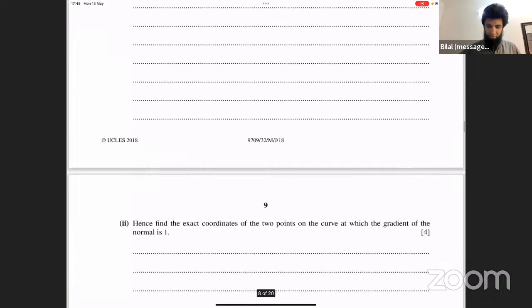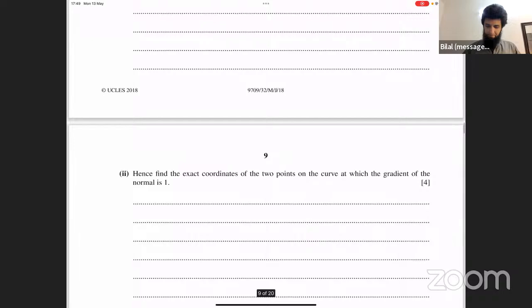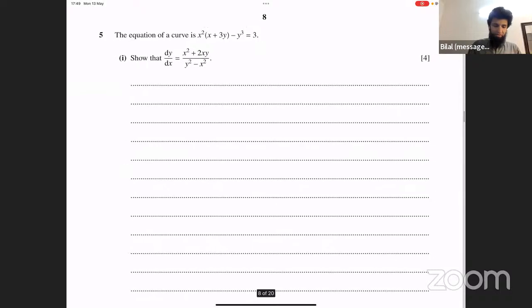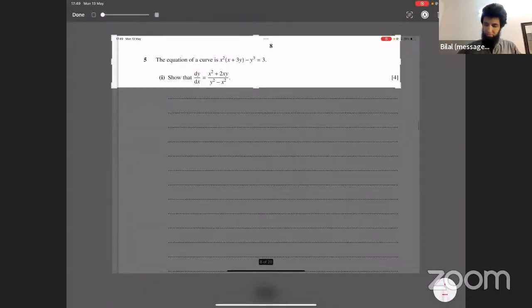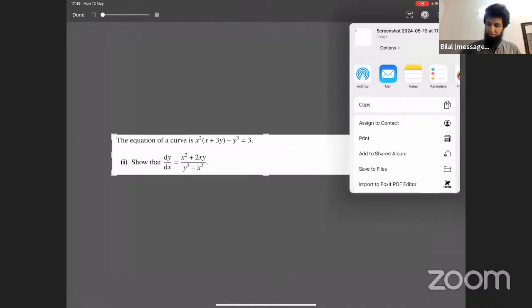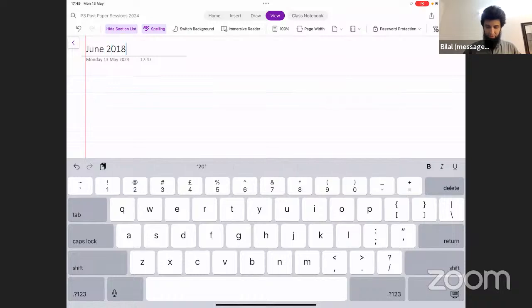Abdullah, which question is that? Is it this one? Yes, sir. Okay. All right, so let's have a look at this. This is an implicit differentiation problem. I think you're confused about the second part. Is that correct? Or is it the first part? Sir, first part. First part, okay. This is June 2018, paper 3-2, question number 5.